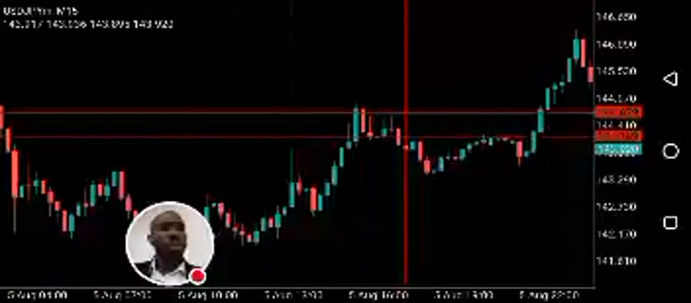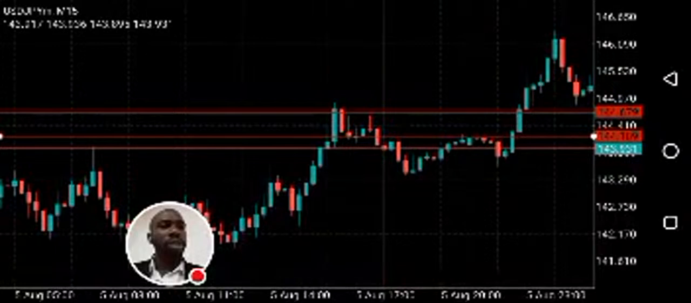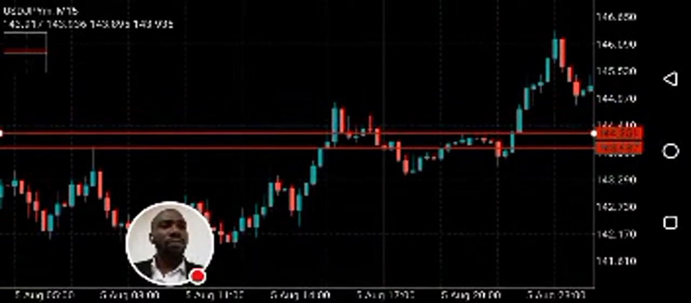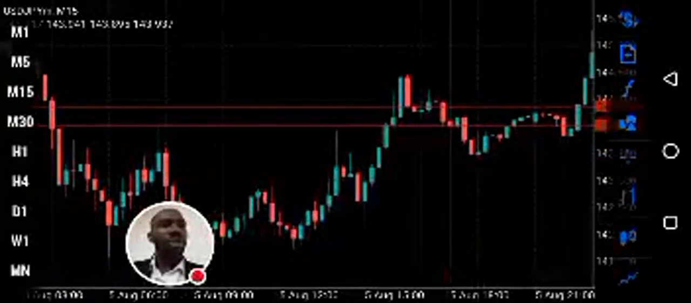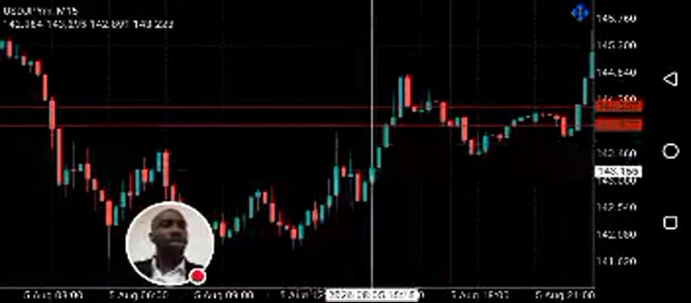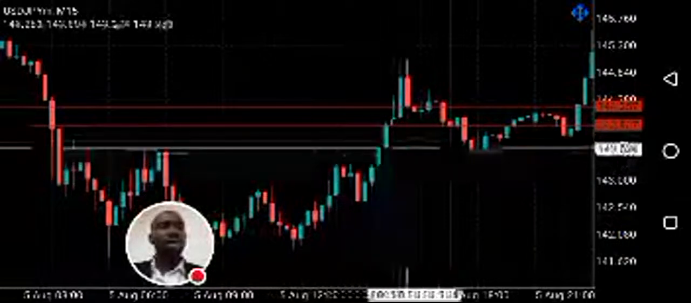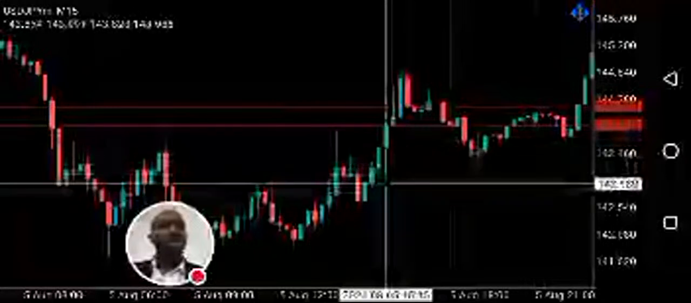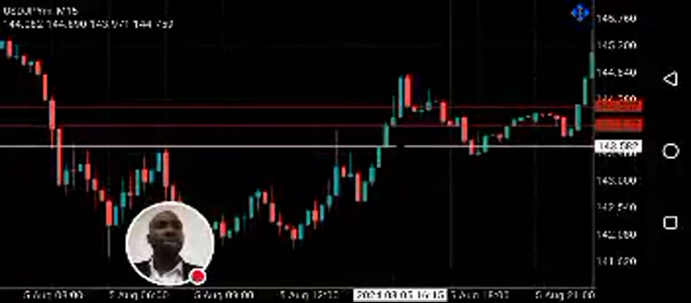On 15 minutes, you can see we have a fair value gap here. Can you see this fair value gap? And below that area, we still have some fair value gaps that are yet to be filled. That's the reason USDJPY has been bearish since last week. I'm sure they want to come and fill these gaps here. Once these gaps get filled, then you should be looking for buy opportunities.